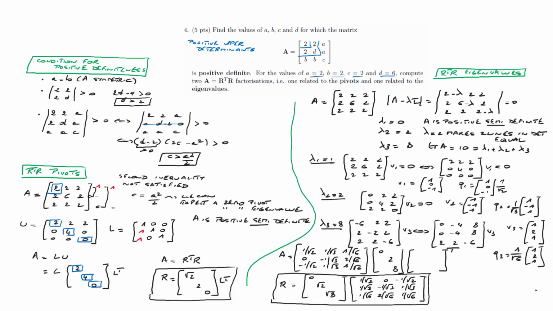Well, let us first look at the first part of the question. So we have a condition on a, b, c, and d for positive definiteness of the matrix A. Obviously, a is equal to b because A has to be symmetric. And what we'll do is use the positive upper determinants that you see over here. Obviously, this upper determinant is 2, so it's positive. The next one is given over here. Its value is simply 2d minus 4. It has to be positive, so d has to be larger than 2.